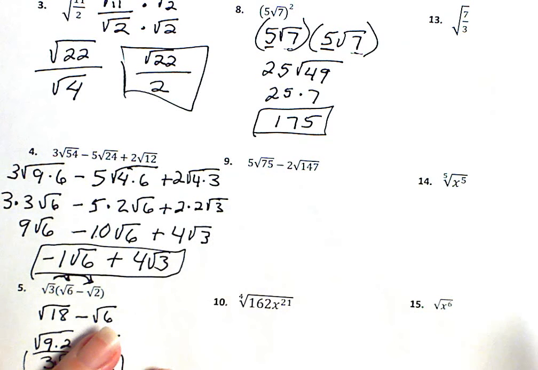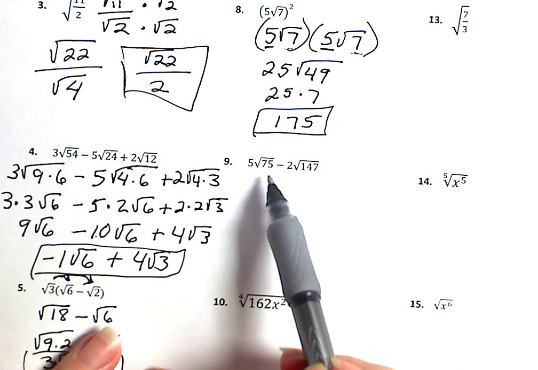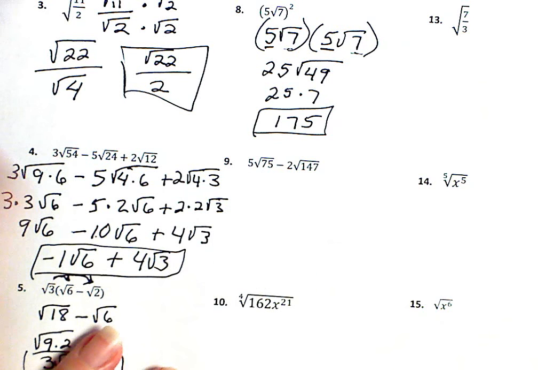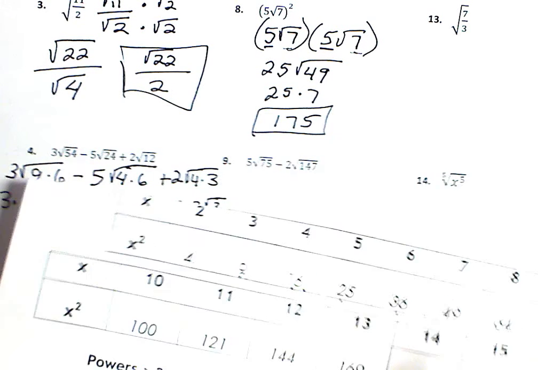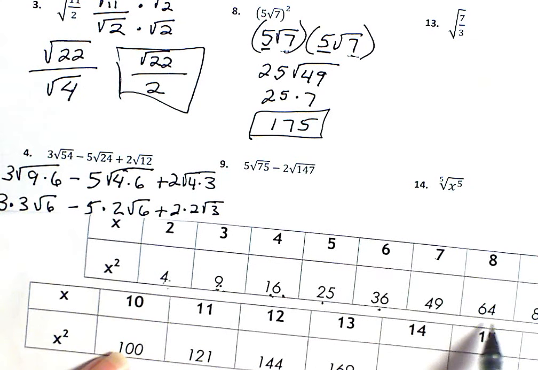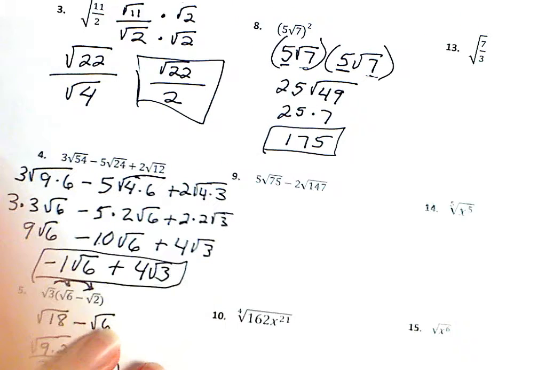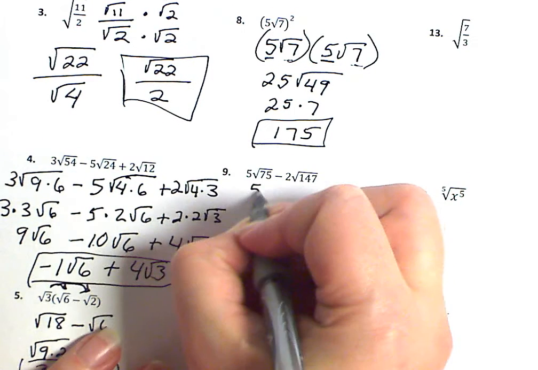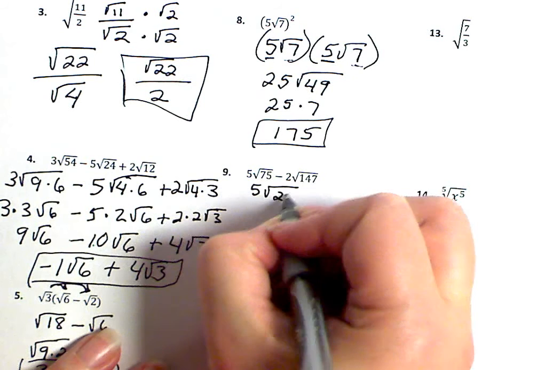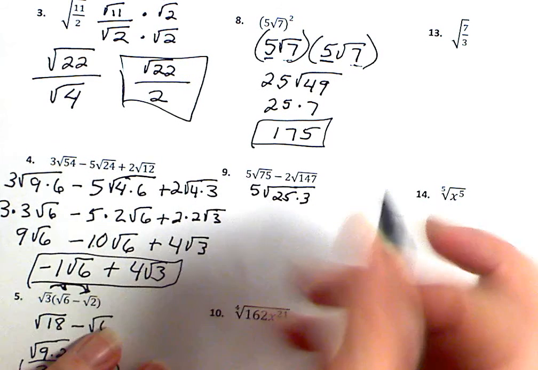75. We have here 75. You have to look to see what perfect square goes into 75. 4, 9, 16, 25. 25 times 3, right? Yes. 5 square roots of 25 times 3.